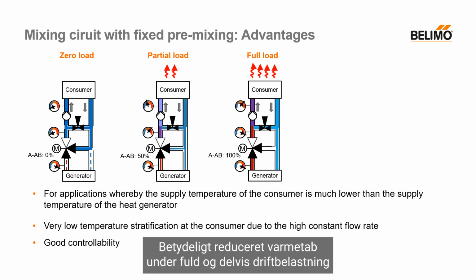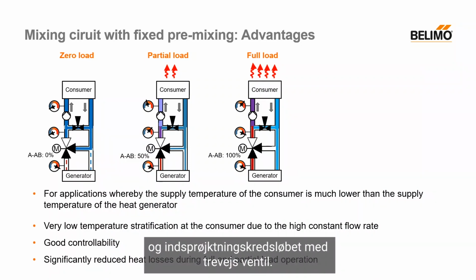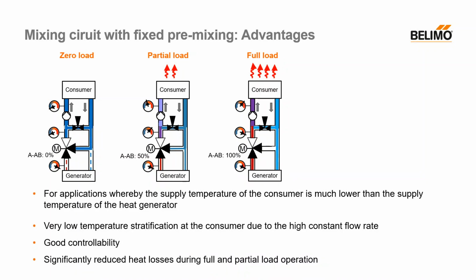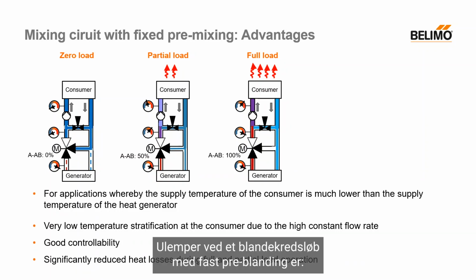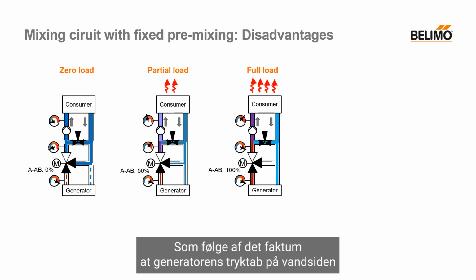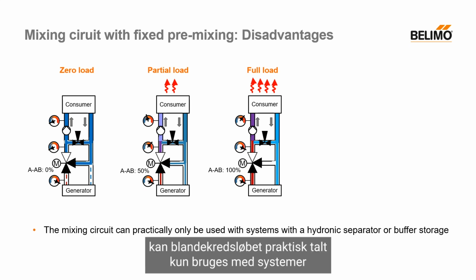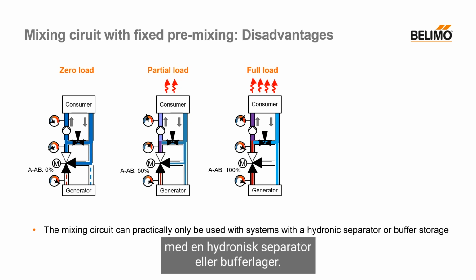Significantly reduced heat losses during full and partial load operation due to lower flow temperatures, in comparison to the diverting circuit and the injection circuit with three-way valve. Disadvantages of a mixing circuit with fixed premixing: as a result of the fact that the generator's waterside pressure losses are much increased in comparison to previous types, the mixing circuit can practically only be used with systems with a hydronic separator or buffer storage.